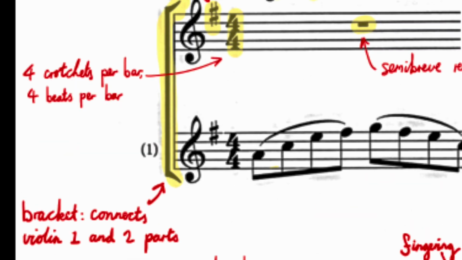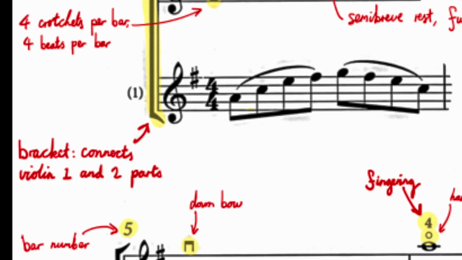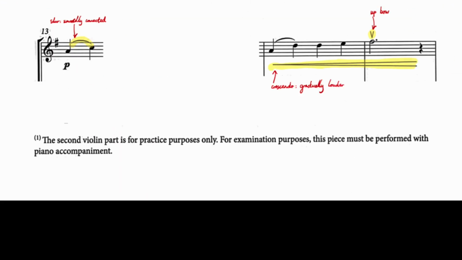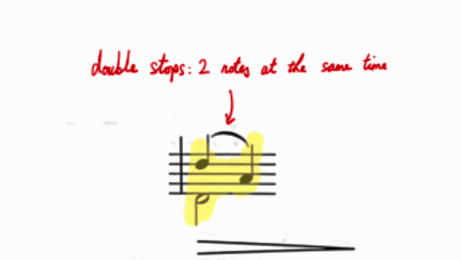This score features both violin 1 and violin 2 parts connected with a bracket. While you are required to play with piano accompaniment for an exam, this piece gives you the option of performing or practicing as a violin duet with a friend or teacher. The violin 2 part features double stops, which means to play 2 strings at the same time.